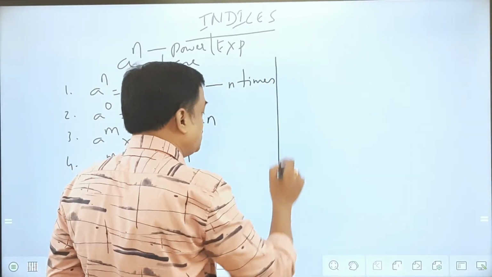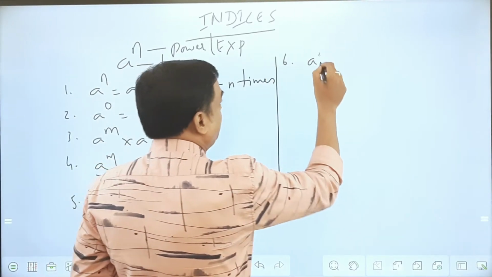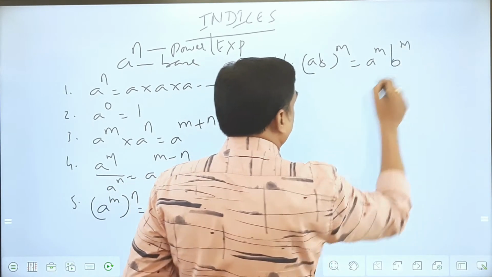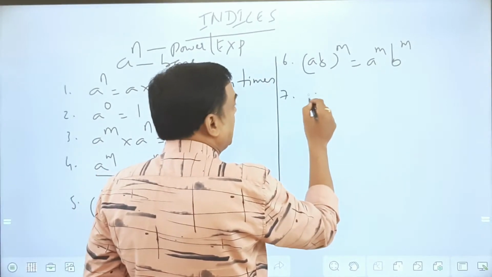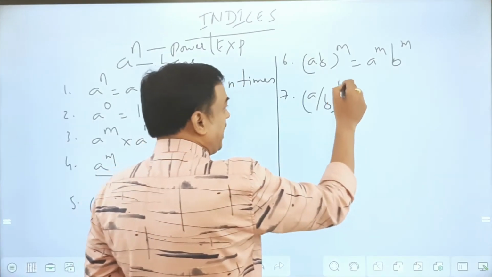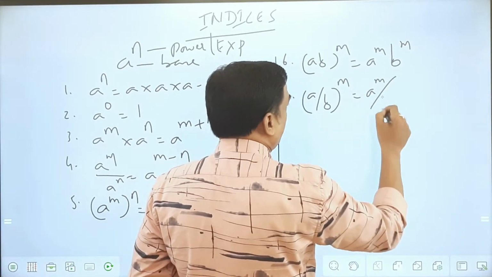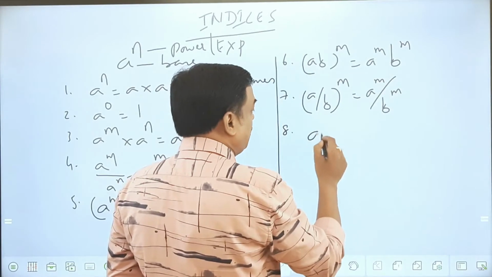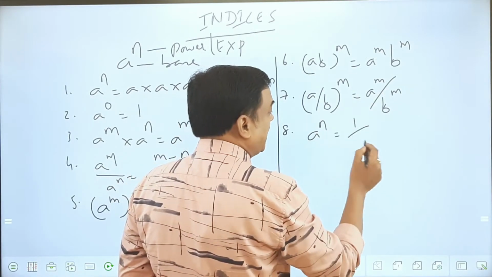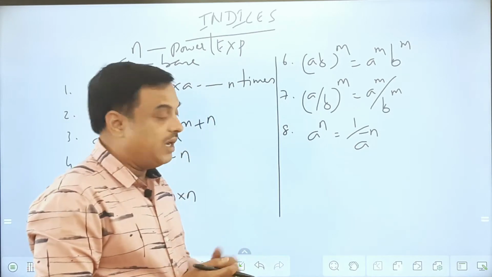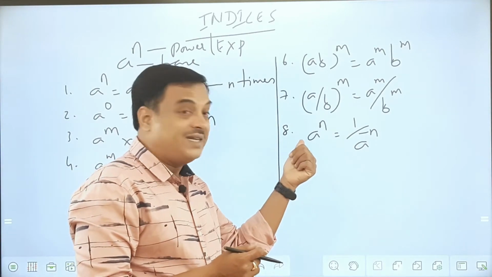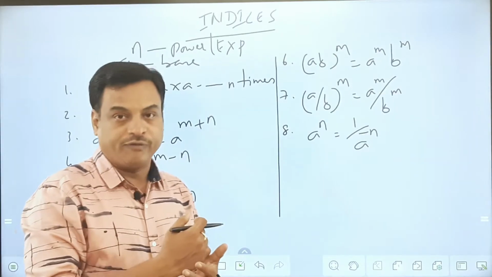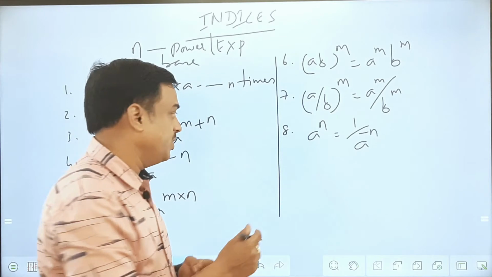Now further in continuation of this, sixth one, ab whole to the power of m is a to the power of m, b to the power of m. Seventh one, a upon b whole to the power of m is equal to a to the power of m upon b to the power of m. Eighth one will be a to the power of n is also taken as a to the power of minus n. Now this property, if you observe, positive power becomes negative, negative power becomes positive when you take a reciprocal of it. When you send it to the denominator, in simple words.